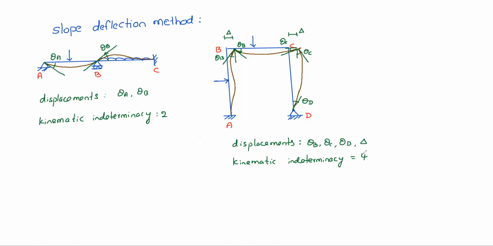Okay, so if you can find these displacements theta A, theta B, or here theta B, theta C, theta D, and delta. Once you know these displacements, finding moments is very simple. Okay, so we'll see how to find displacements and how to find moments in slope deflection method.